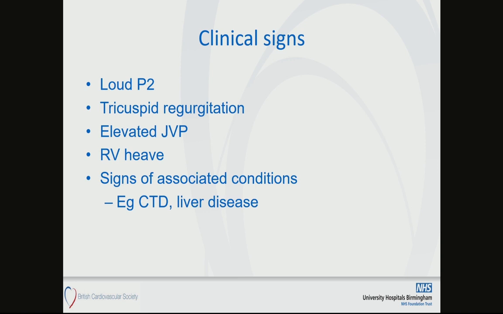You might hear tricuspid regurgitation. Your JVP will be elevated. Sometimes you can feel a right ventricular heave. And then don't forget the signs of associated conditions. So if they're sitting there with the little puckered mouth or the telangiectasia, signs of liver disease, or sclerodactyly, think about pulmonary hypertension.